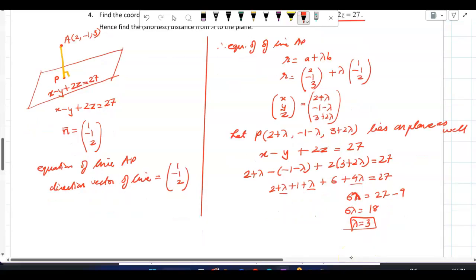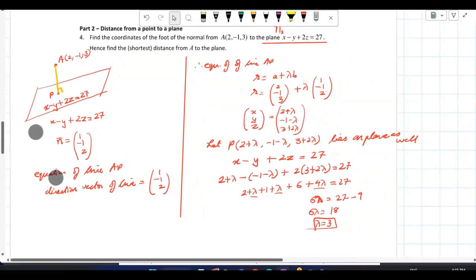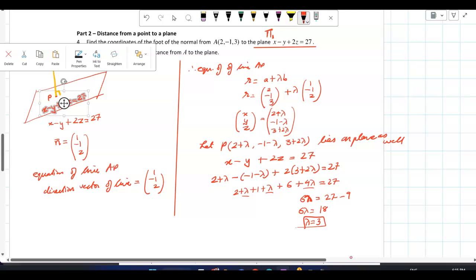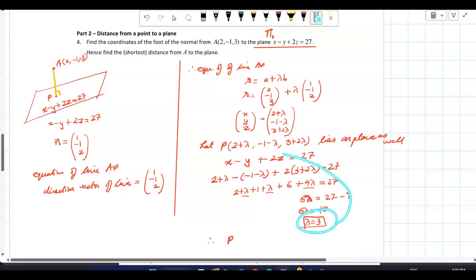So what are the coordinates of point P therefore? I just plug lambda into the coordinates. That gives 5, minus 4, 9. That's the foot of the perpendicular.